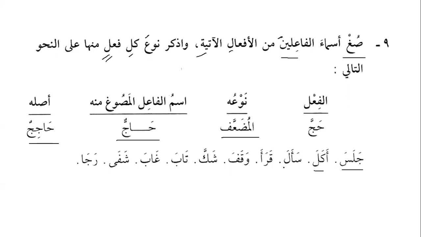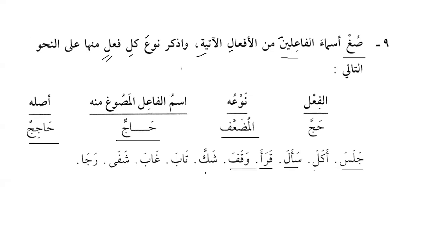Akilun, all right. Then we have sa'ala. It is also mahmuz, but this is mahmuz al-ain, yes. And ismul fa'il will be sa'ilun. Then we have qara'a, and naw'uhu mahmuz al-lam. Okay, and ismul fa'il minhu qari'un. Excellent. Qari'un.